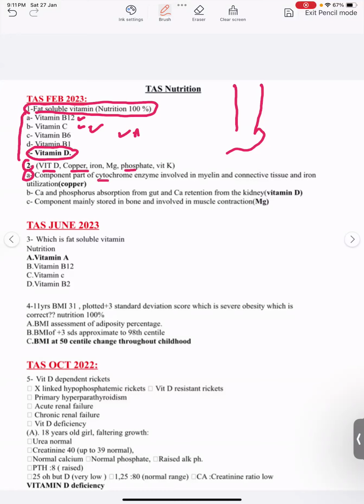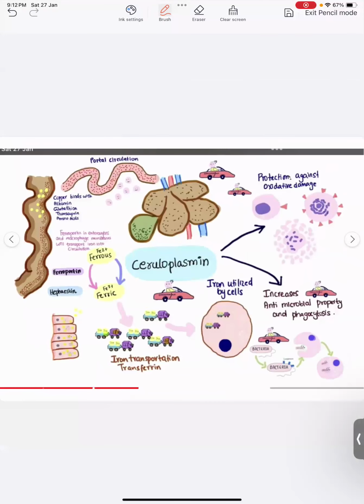Component part of the cytochrome enzymes that is involved in the myelin and the connective tissue formation and iron utilization. Okay, so what is your answer here? Dr. Fariha, what is the answer here? Okay, Dr. Hira, what is your answer here for this question? Right, that is copper. First, let us see this diagram.